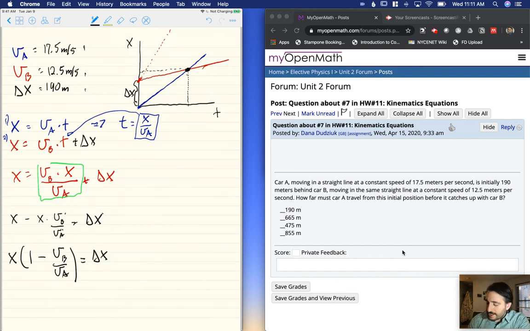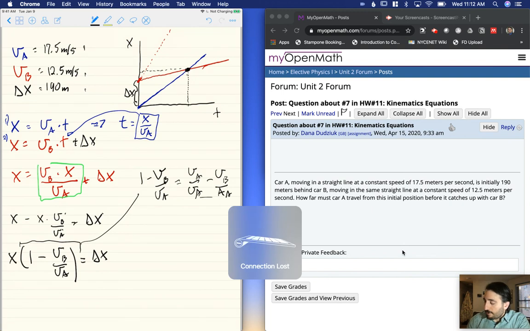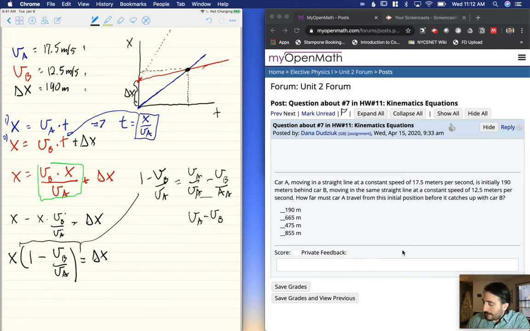And I'm just going to take a quick second and change this. I'm going to add these together. So 1 minus VB over VA. Well, that's the same thing as VA over VA minus VB over VA. I just got a common denominator, VA over VA, that's equal to 1. And now that I have the common denominator, I get VA minus VB all divided by VA. And so if I want to divide both sides by this, that's the same thing as multiplying by the reciprocal. So I'm going to get x equals delta x times, and I take the reciprocal of this, which I just flip the numerator and the denominator.